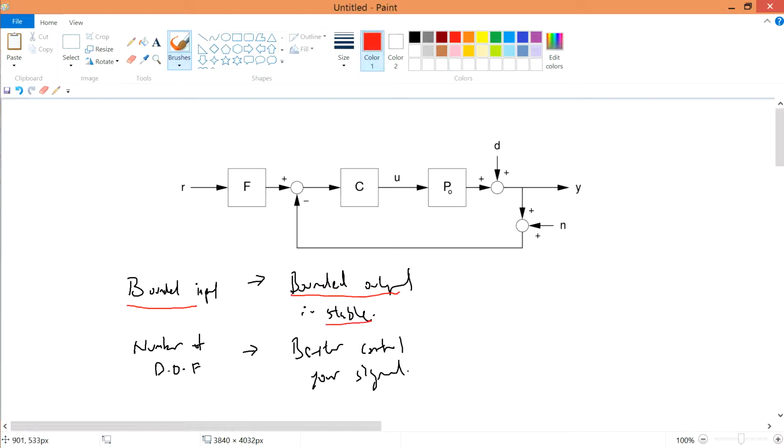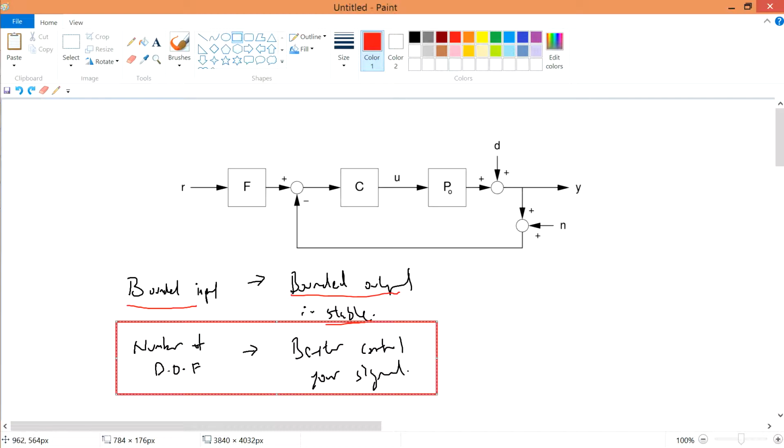It's because then it will be stable, because a bounded output means that you're gonna decay. If it's not bounded, you're gonna go to infinity. That's the meaning of it. And we'll introduce a new term here, that is the number of degrees of freedom. What is it all about?